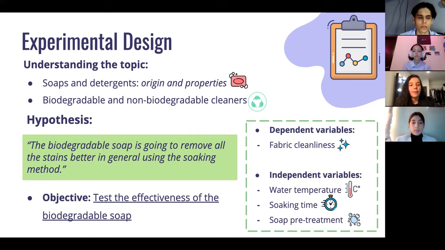Which led us to our hypothesis: the biodegradable soap is going to remove all the stains better in general using the soaking method.